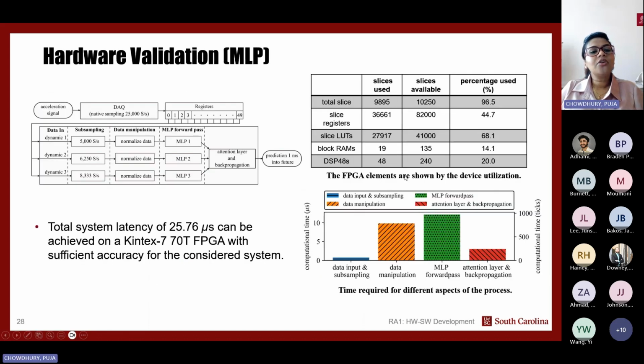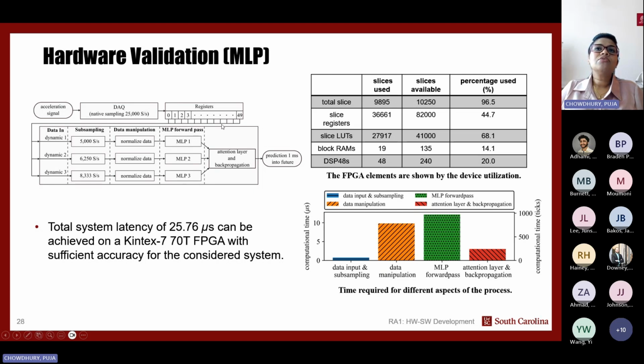Now, here is the hardware validation of MLP. This is the flowchart of the hardware implementation in the case of MLP, and how it works. Again, we start with the signal input acceleration. Next is the DAC. The sample rate is around 25,000 samples per second.